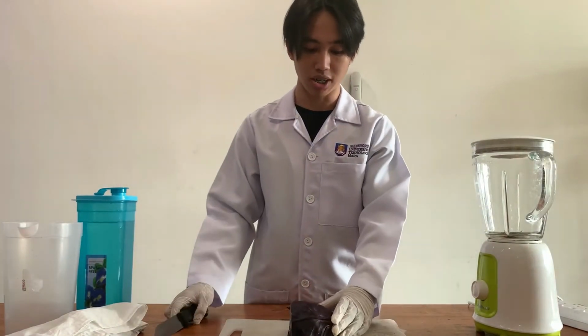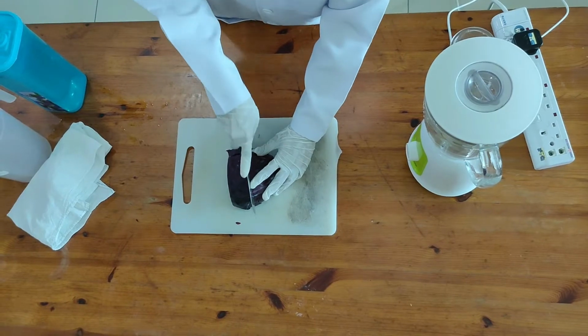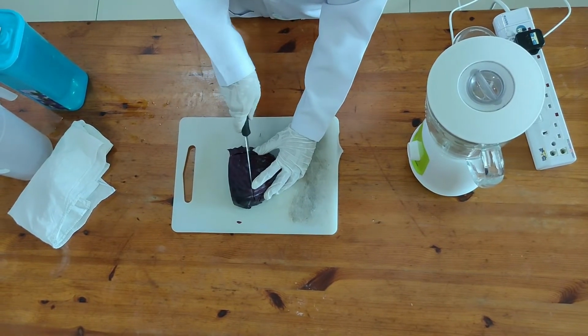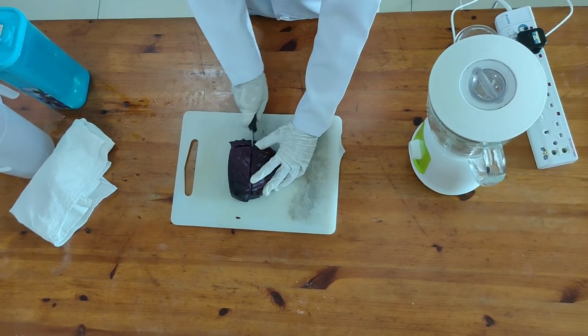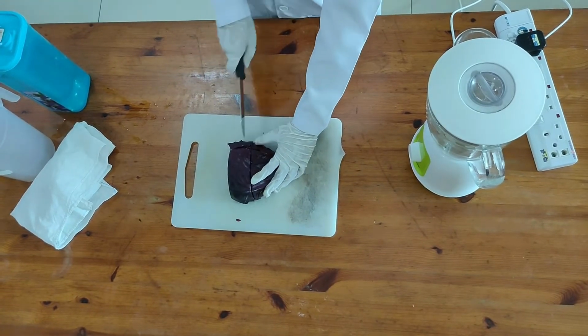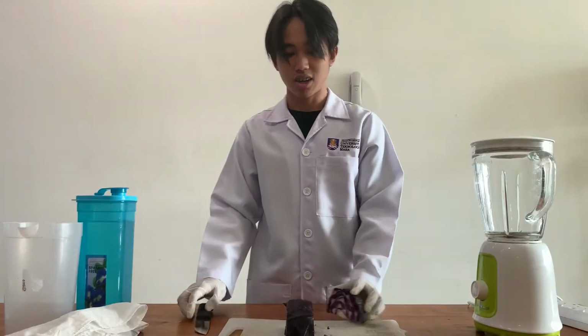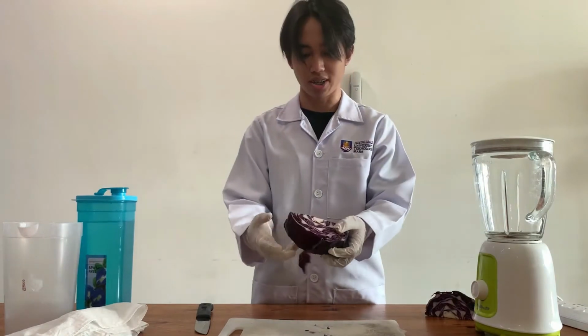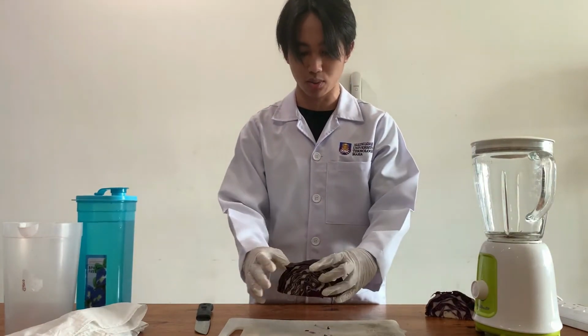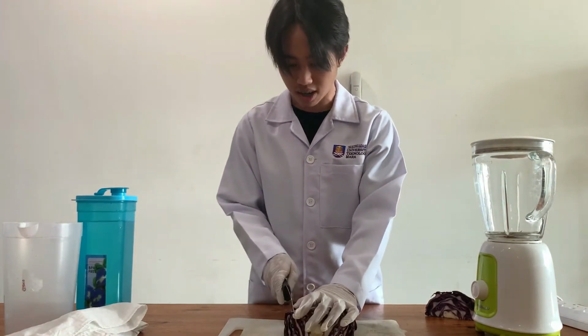So right now we take this red cabbage. We might need to cut it into half first. So cut it just like that. And then what we're gonna do with this half cabbage is we need to cut it into chunks.